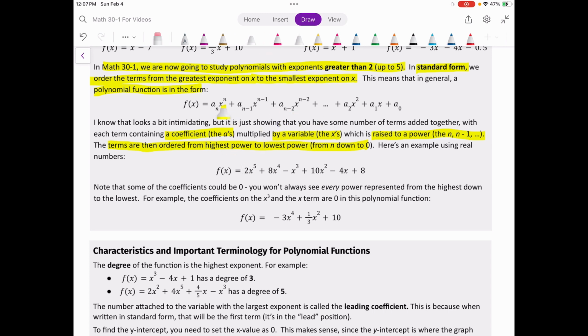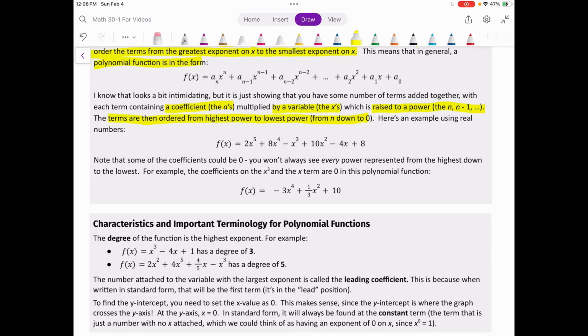So all this is a general form. This is saying the same thing, it's just got actual numbers in, right? Here's an example using actual numbers. It's saying what this is generally describing, okay? So you could have 2x to the power of 5 plus 8x to the power of 4 minus x cubed plus 10x squared minus 4x plus 8, right? This is an example of what we'll eventually call a fifth degree polynomial in standard form. You can see it's in standard form because it goes from the highest power on x to the lowest power on x, the constant term, x to the 0, okay?